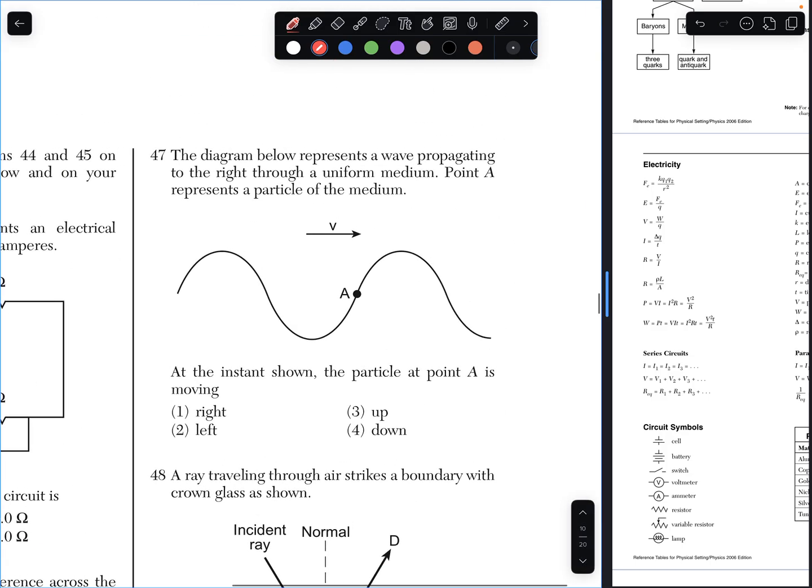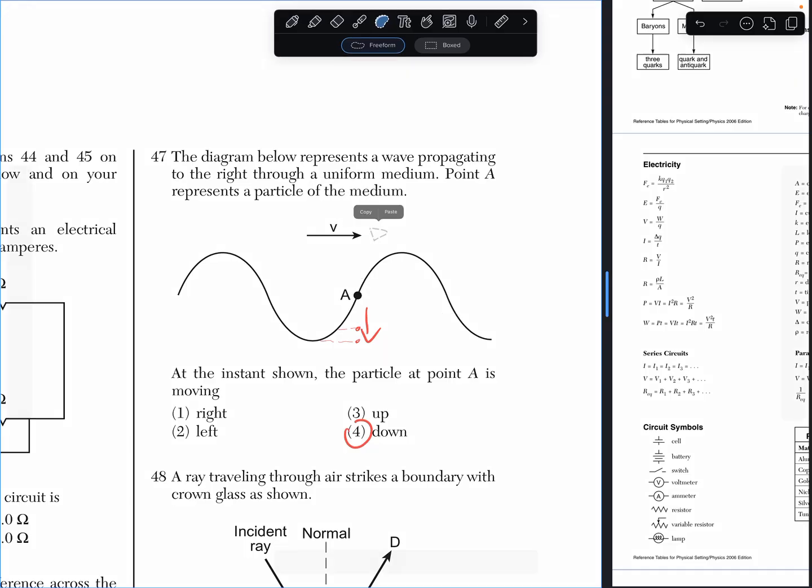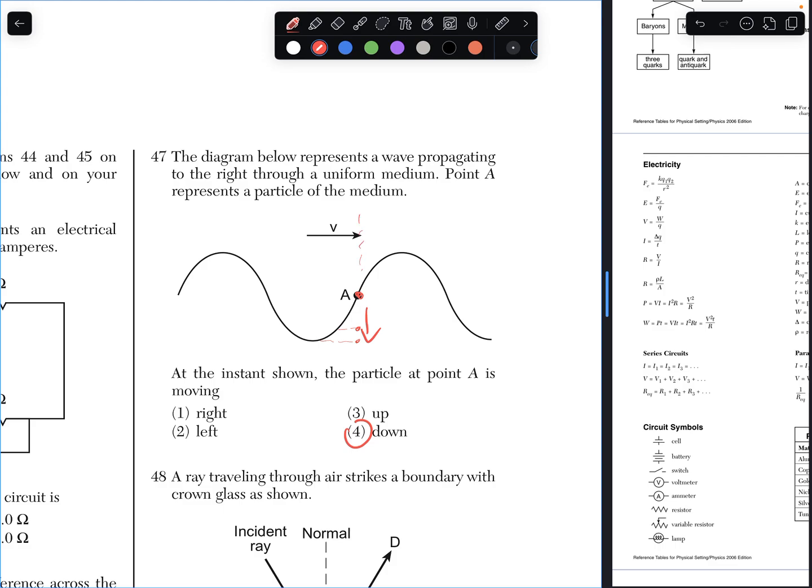Okay. The diagram represents a wave propagating to the right in a uniform medium. The particle is moving, so it's going to move down. Point A is going to reach here and then reach here. Think about it this way: the wave itself is going this way, and your A is going to stay on the same axis. It's going to move up and down. Since we have a transverse wave, it's not going to be right, and it's not going to be left.